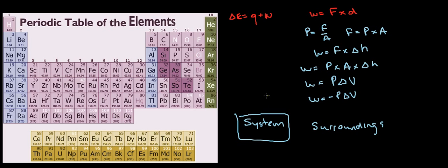If the surroundings apply a pressure and cause the volume of the system to change, and that is, it causes the volume to shrink, then the surroundings have done work on the system, and that is an energy transfer, and it will affect the internal energy of the system.